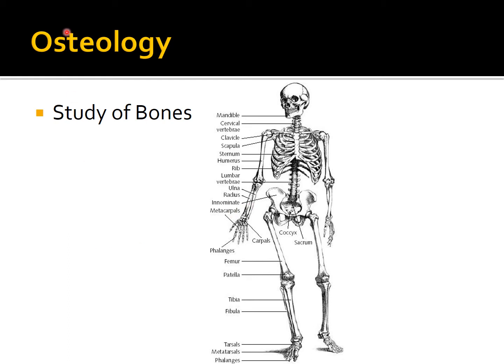The next part of anatomy is called osteology. So what is osteology? Osteo means bones, logy means study. So this is the study of bones. There are many bones in our body, and we will know what each bone is.